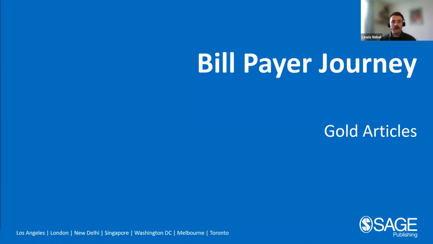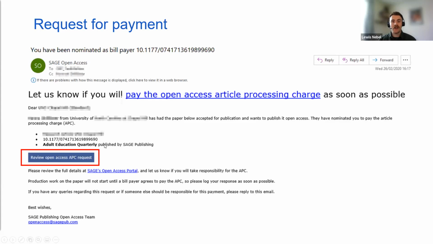So that was if the author had selected themselves as the bill payer, and the stages that they'll go through and the emails that are sent to all of the contributing authors. If the author has selected a nominated bill payer, this is the email that they'll receive. They'll receive a request for payment email. So it will come through saying that someone from the institution wants to publish it open access and has nominated them to pay the article processing charge. So the bill payer then gets the chance to review the open access APC request.